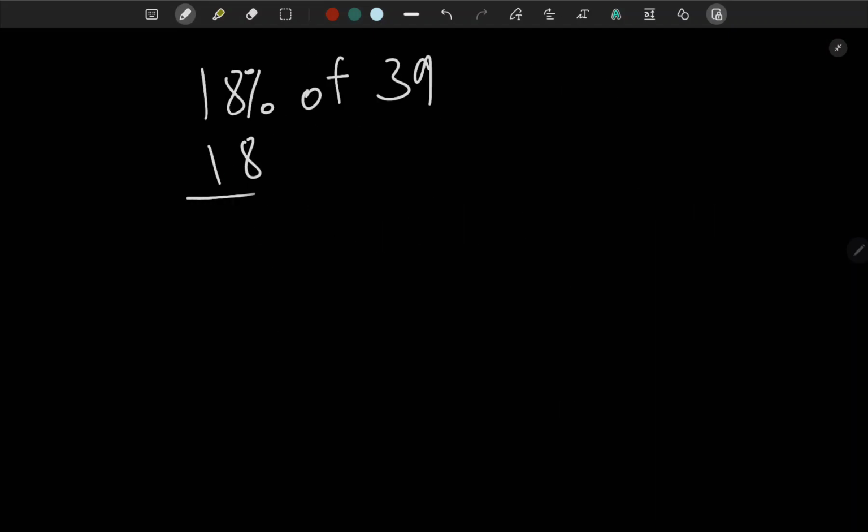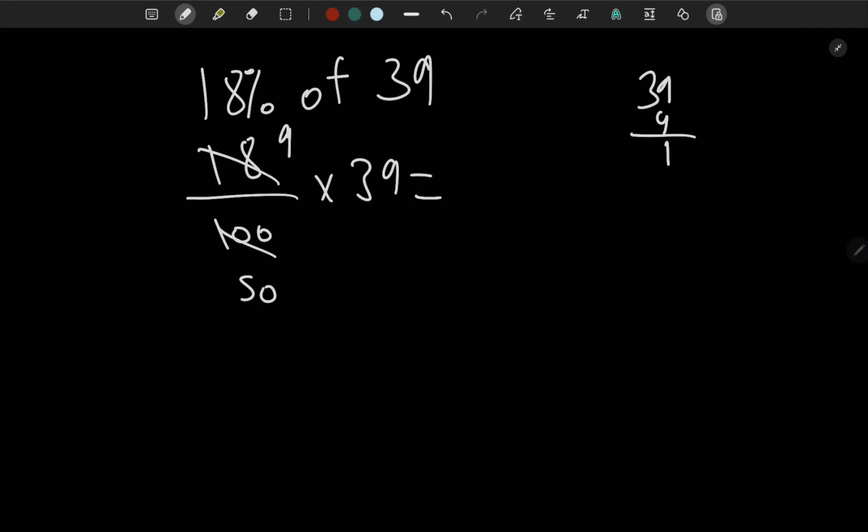So let's start by again writing 18 over 100 multiplied by 39. And here we can notice that there are no common factors between 100 and 39. So here we can divide 18 by 2, which is going to give us 9, and 100 by 2, which gives 50. So now we are left with 9 over 50 multiplied by 39. And we can now multiply 9 by 39, which is going to give us 351.